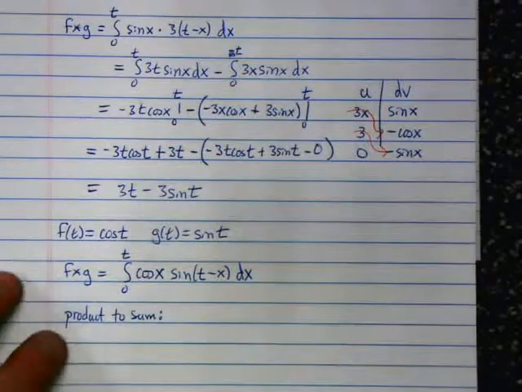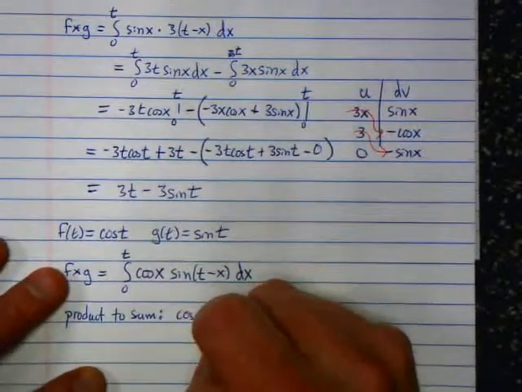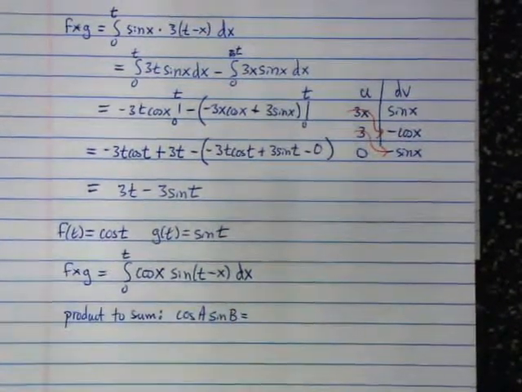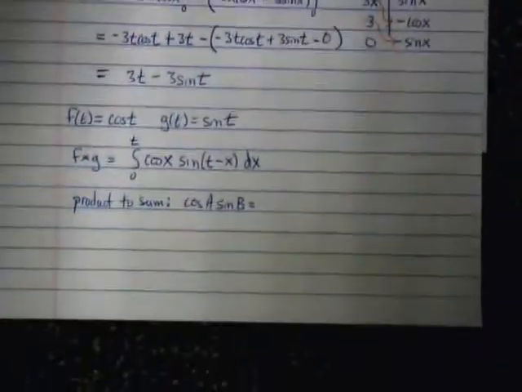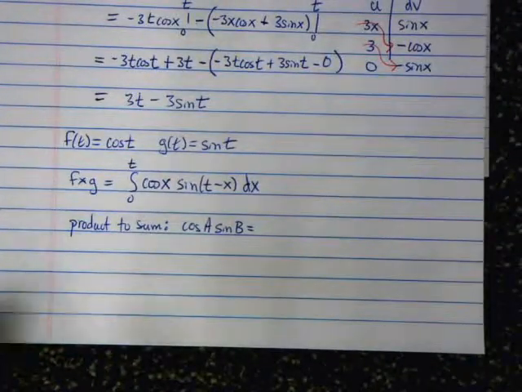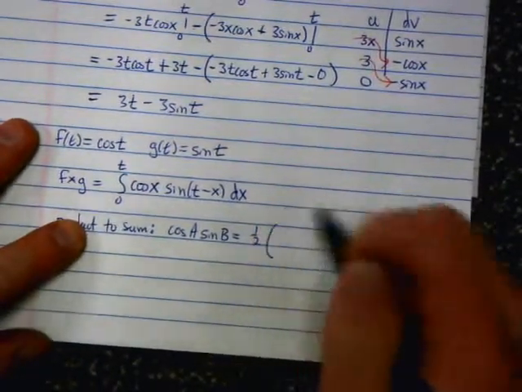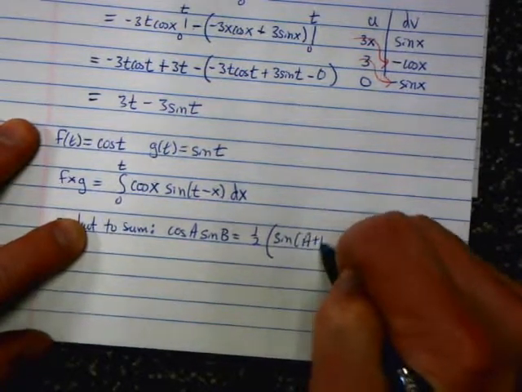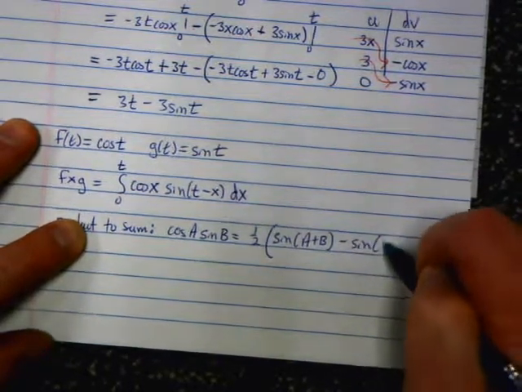All right, so here's the formula. I had to look it up. I didn't know it, to be truthful. I mean, I knew it existed. I just didn't remember exactly what it was. Cosine of A times sine of B is 1/2 sine of A plus B minus sine of A minus B.